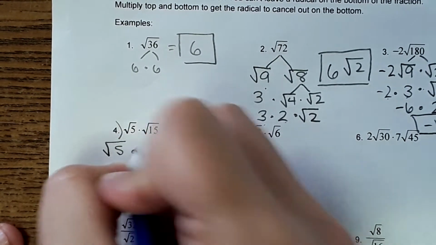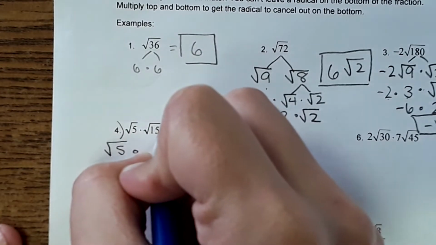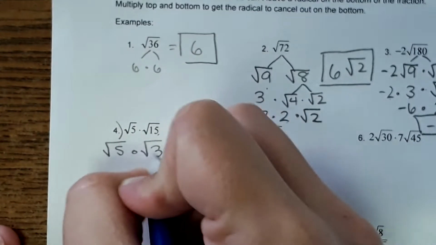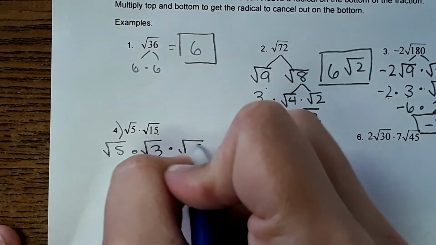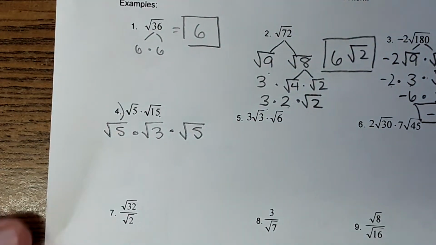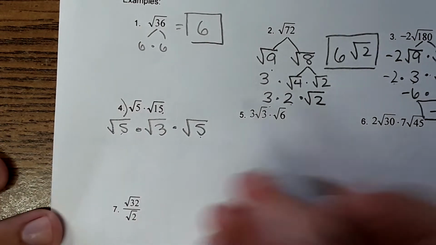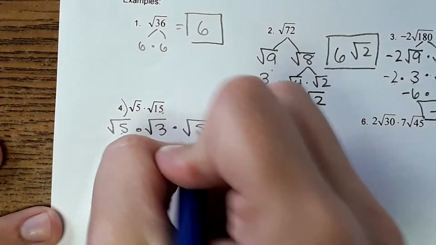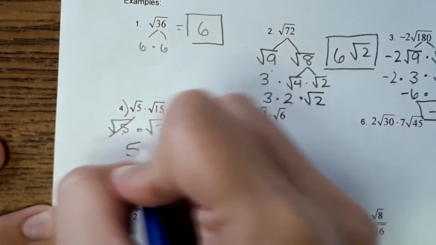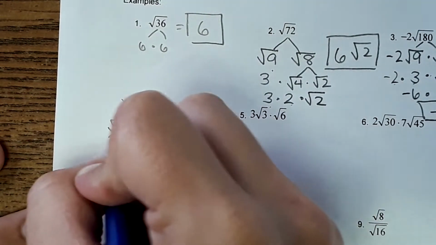If I do square root of 5 times, and I'm breaking this up as 3 and 5, times square root of 3 times square root of 5. Then I have square root of 5 times square root of 5, which would just be 5. So square root of 5 times square root of 5 is going to be 5, and then square root of 3.